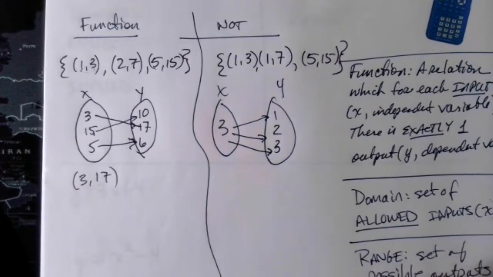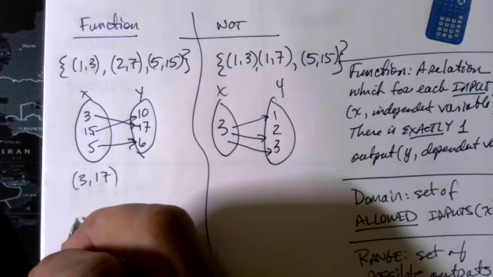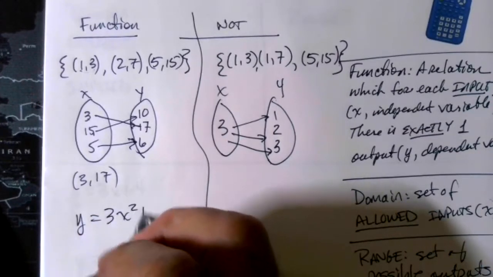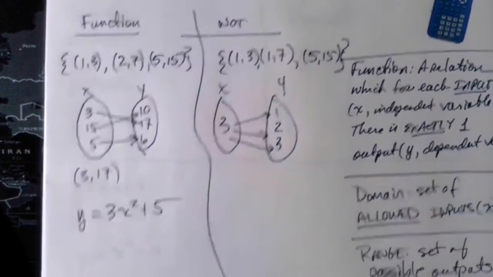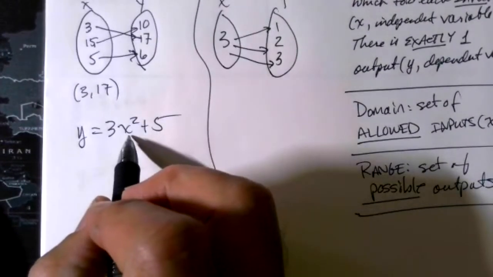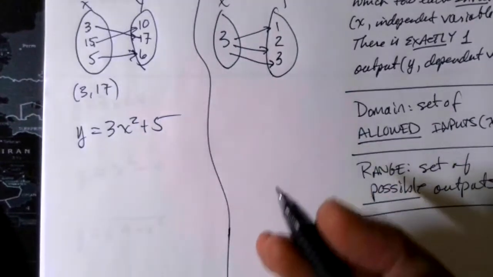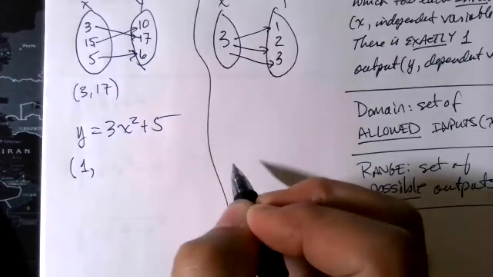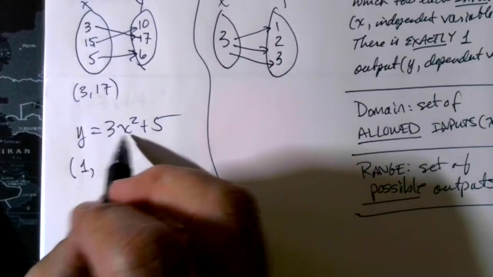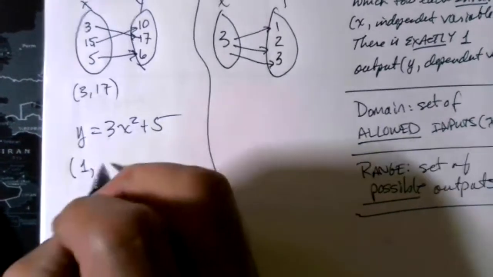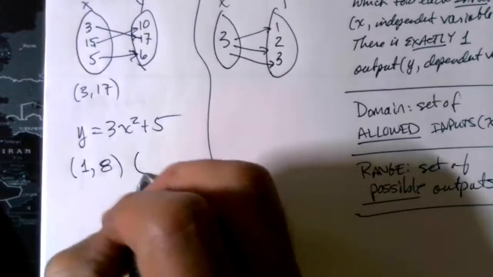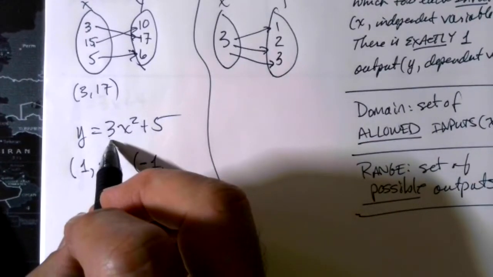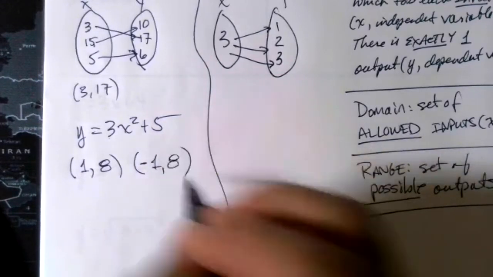Okay, let's do 2 more with equations and then graphs. So for an equation, maybe we have y equals 3x squared plus 5. Now, no matter what X value I put in, I'm only going to get a single answer. So here's an example. If I put in the number 1, 1 squared is 1, times 3 is 3, plus 5 is 8. Okay, we're following the order of operations. Also worth noting, if I put in -1, -1 squared is 1, times 3 is still 3, plus 5 is still 8. Now, don't freak out.